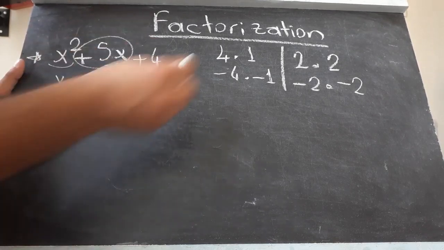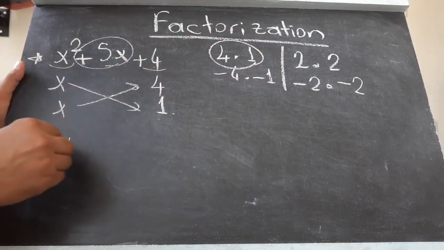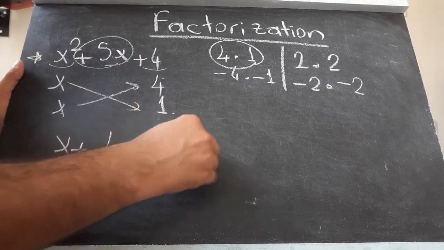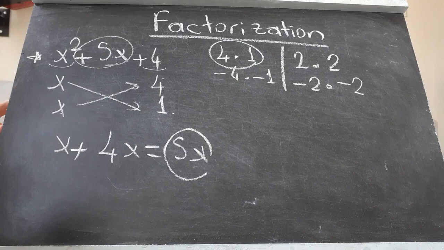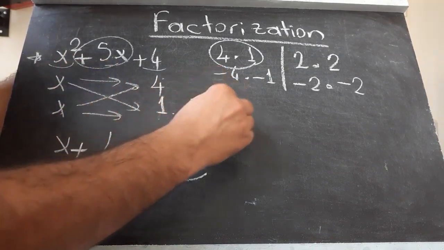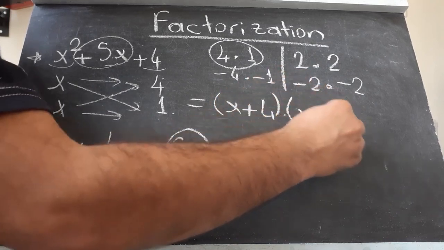Which one is suitable? This one. 4, 1. x times 1 is x, plus 4 times x, 4x. Add them up, 5x, which is my middle number. After that you write correspondingly. That will give you (x + 4)(x + 1).